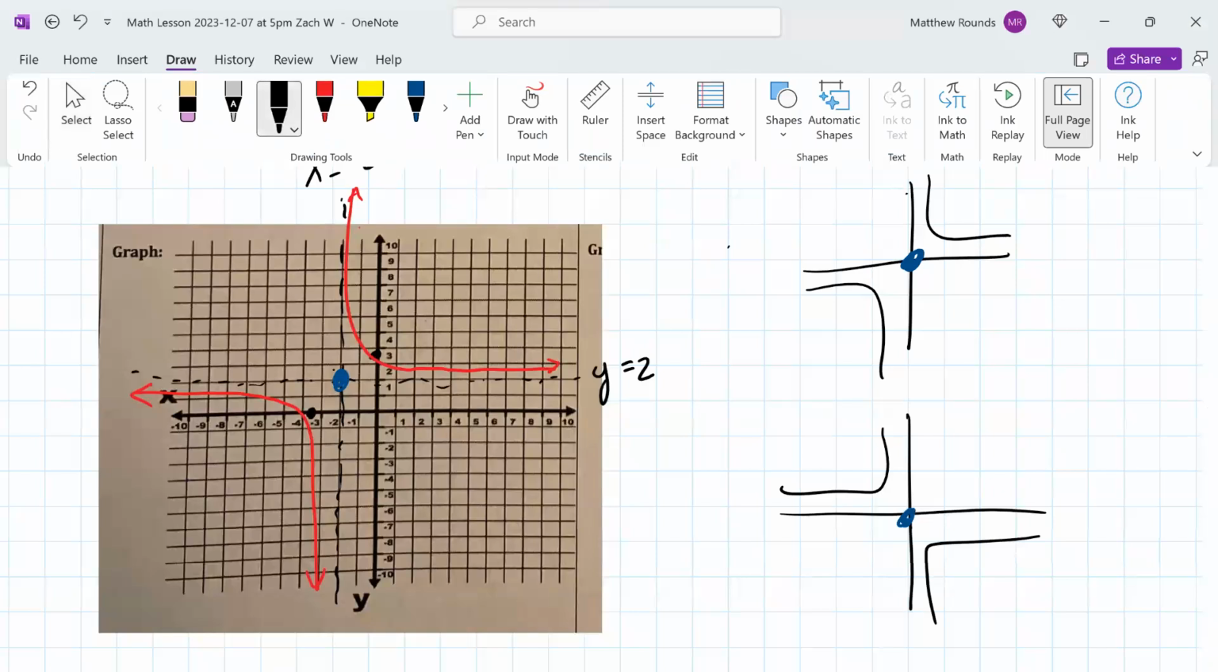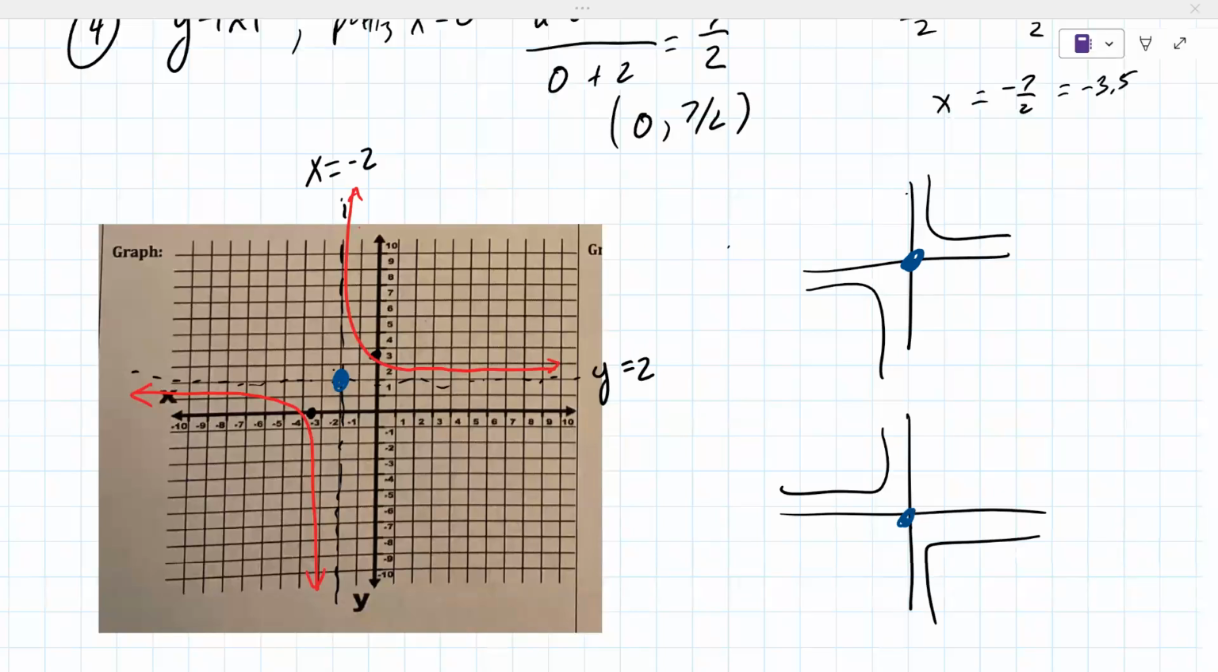Okay. Do you want us to do the next problem or do you have some other things? Yeah, let's do problem number 4. Okay. So this time we're going to graph as you go. We're not going to wait until the end.